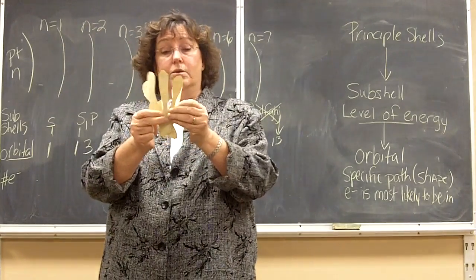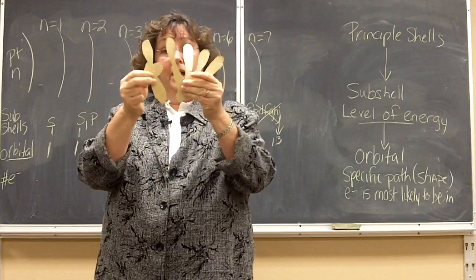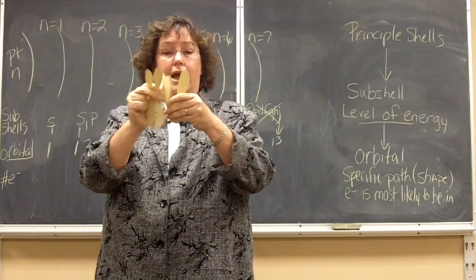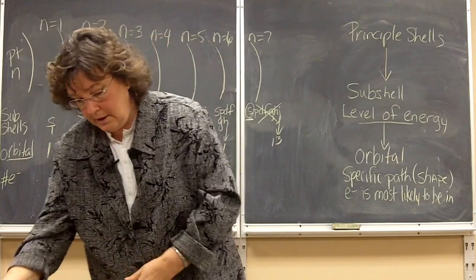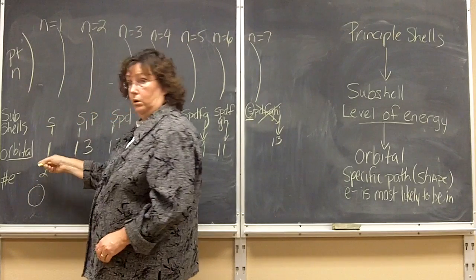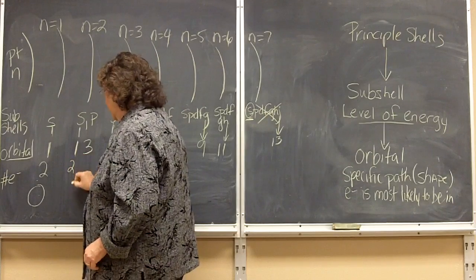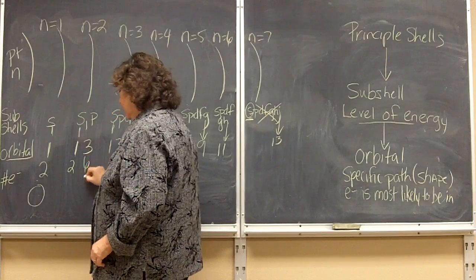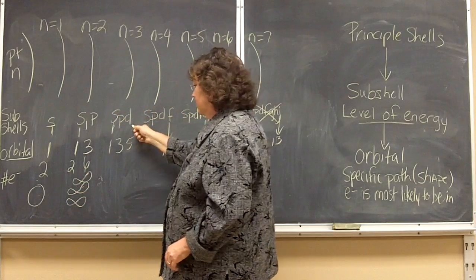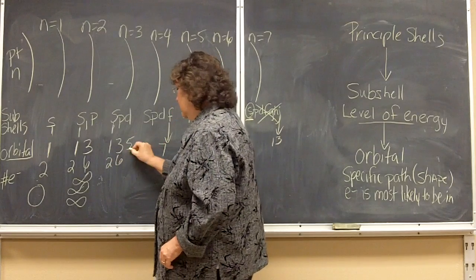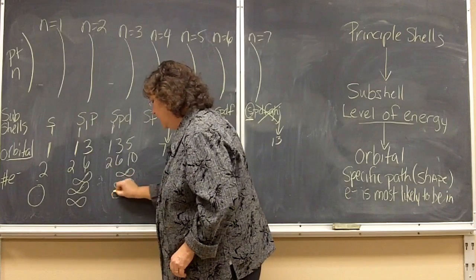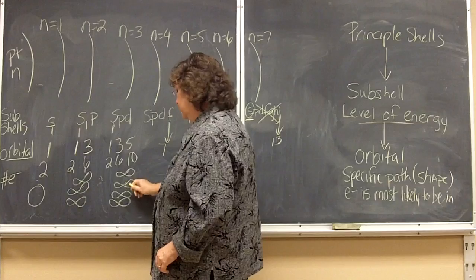D subshells, since we have 5 different orbitals or paths, can hold up to 10. 2, 4, 6, 8, 10. Let's put that down. S subshells, which are these circles, can hold up to 2. So right here we have 2. P subshells, since they have 3 different shapes, can hold up to 6. D subshells, since they have 5 different shapes, can hold up to 10.